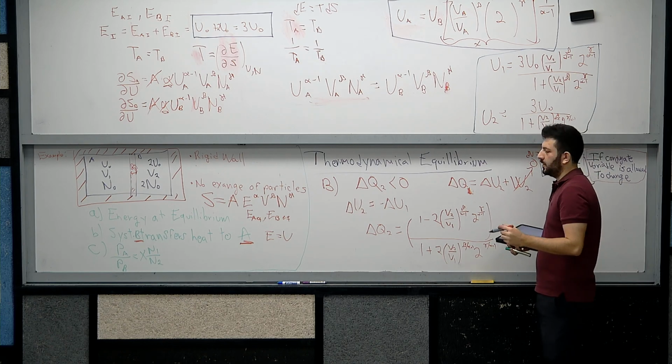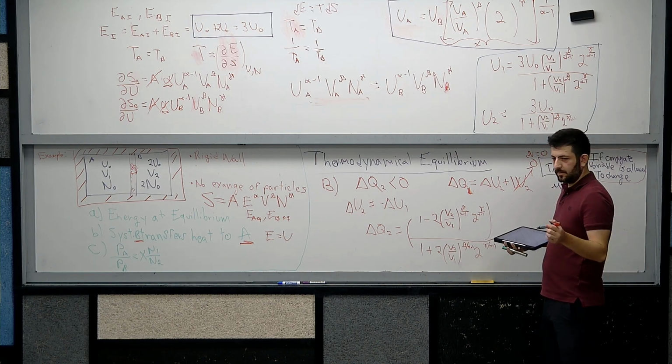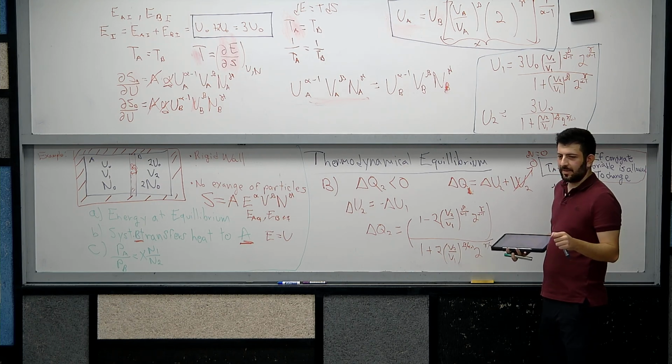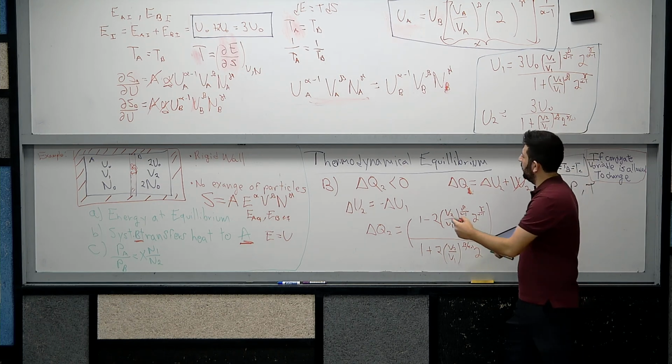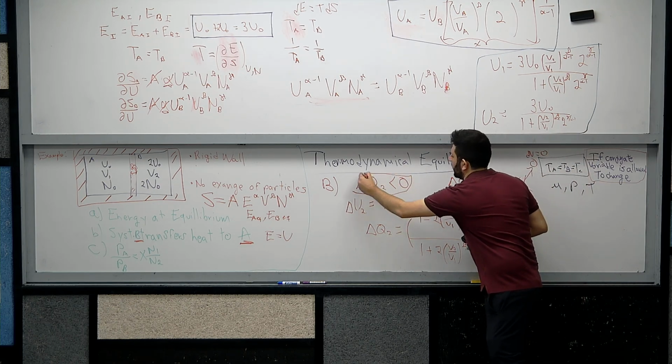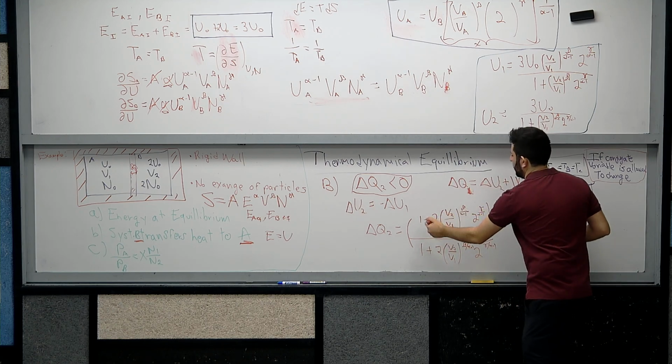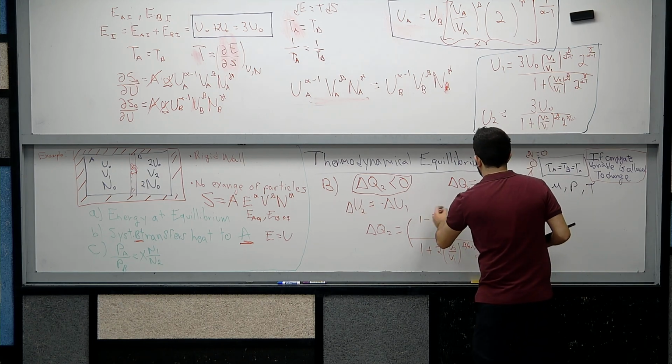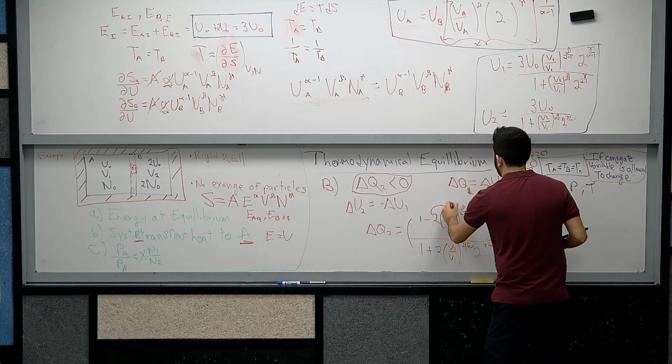So, what's the answer of the exercise? If this equation is negative, we need exactly this to be bigger than 1, right?